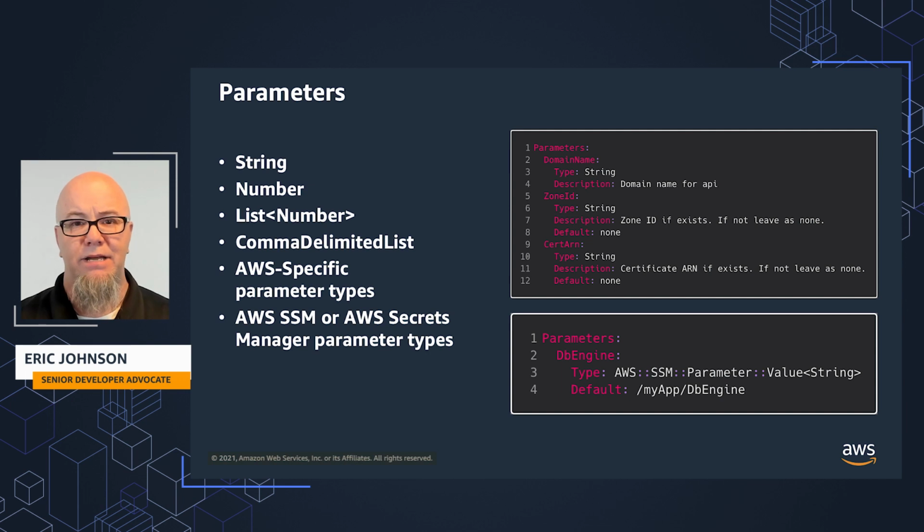Let's take a look at an example of using parameters in the same template. Here are 2 examples of declaring parameters in the beginning of a SAM template. The first template declares a domain name, zone ID, and cert ARN. Each of these requires a string value. The second example declares a DB engine and sets the type to be an AWS SSM parameter value. It also passes a default of myappdbengine. If another name is not given for the DB engine parameter, SAM will resolve the value from the myappdbengine key in the AWS SSM parameter store.